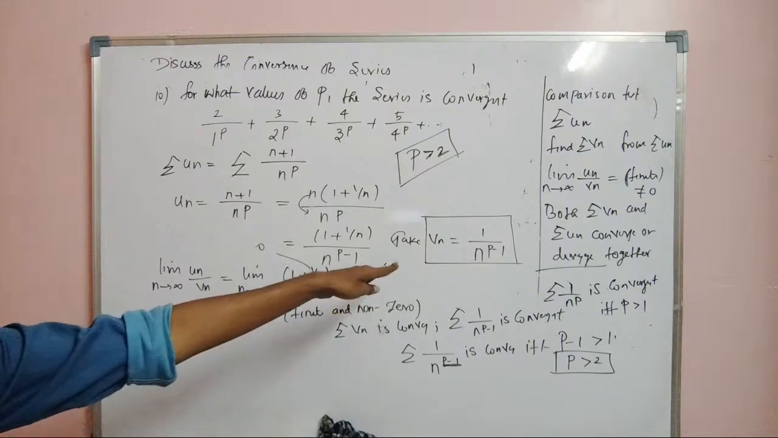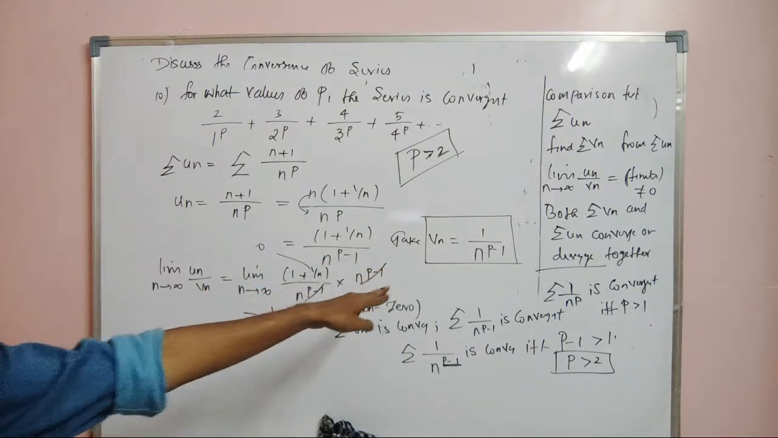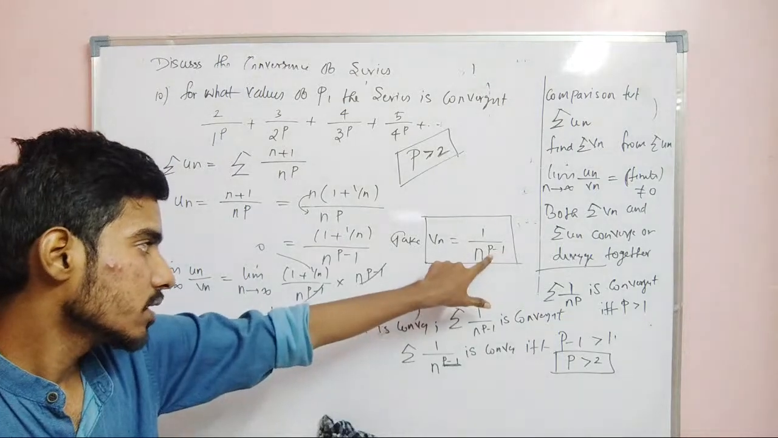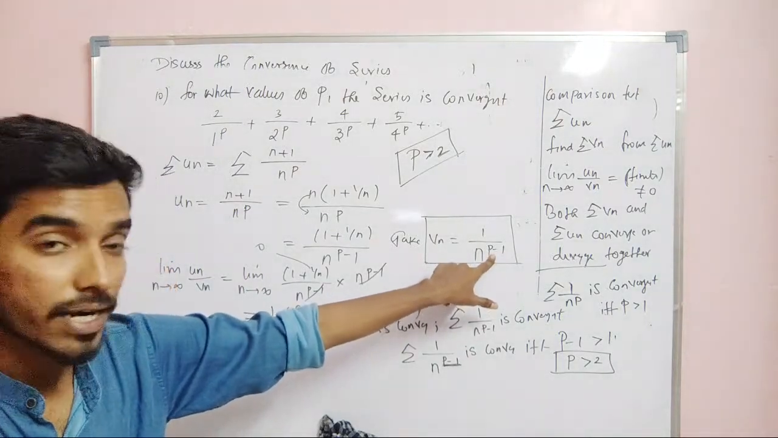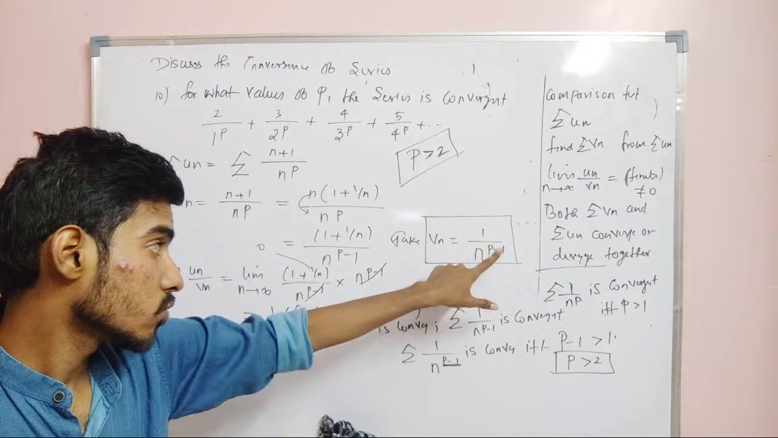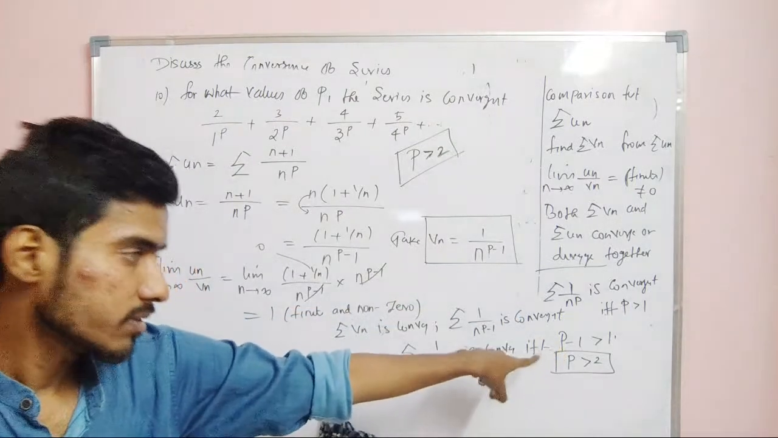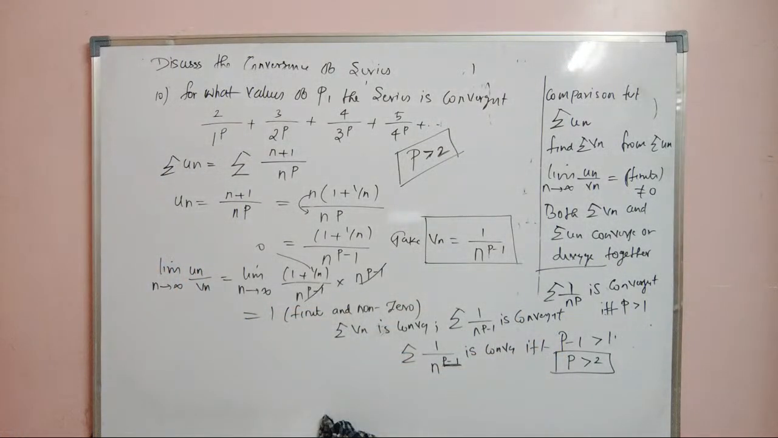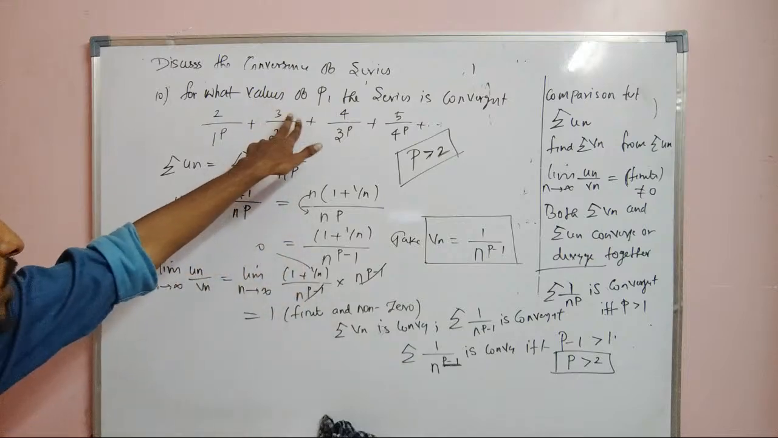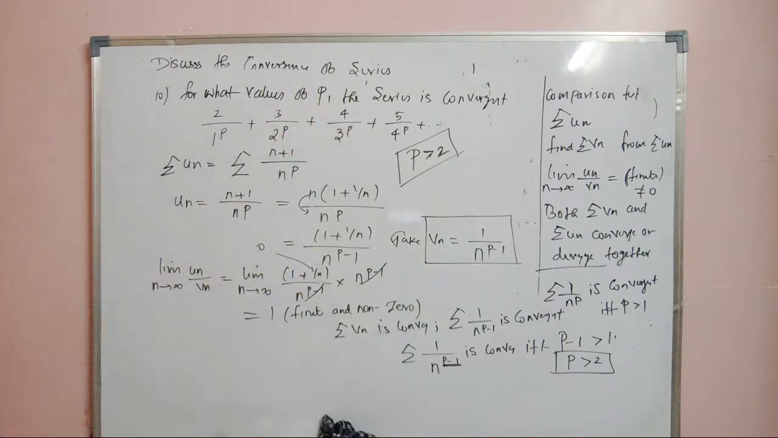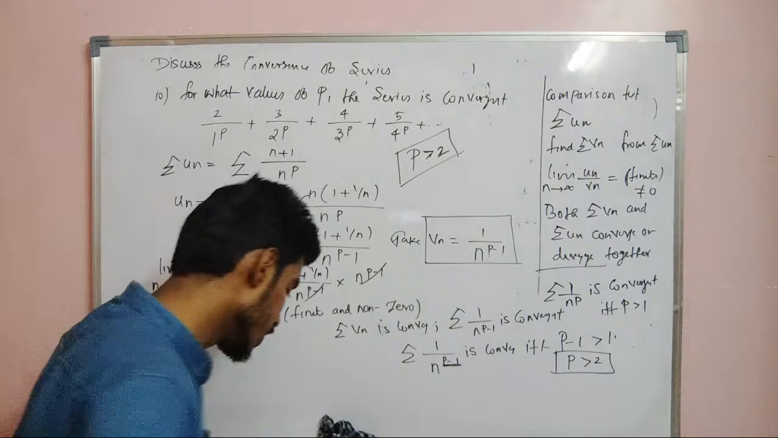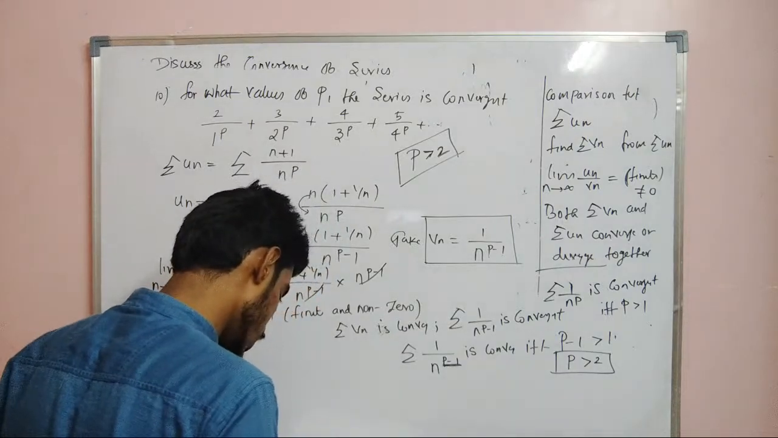So we have bn is equal to 1 by n power p minus 1, and we know this is convergent if the power is strictly greater than 1. So p minus 1 has to be strictly greater than 1. That means p has to be strictly greater than 2, right? Therefore, for what values of p is this series convergent? This series is convergent if p is strictly greater than 2. In the previous problem, p was strictly greater than 1, but in this problem, p is strictly greater than 2.